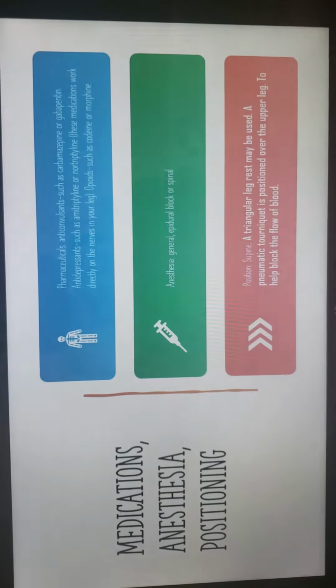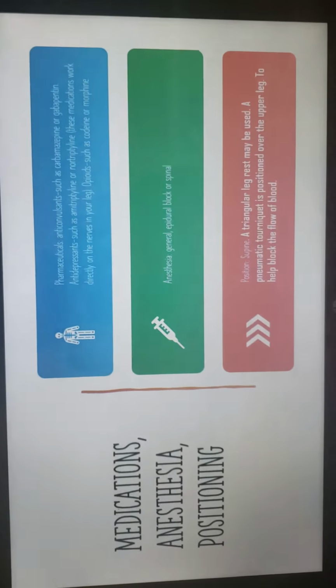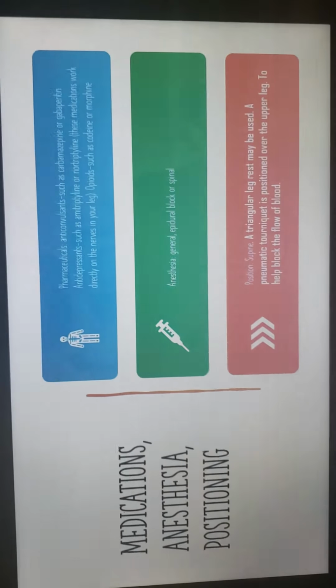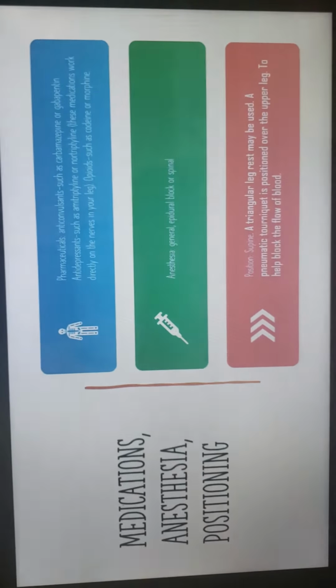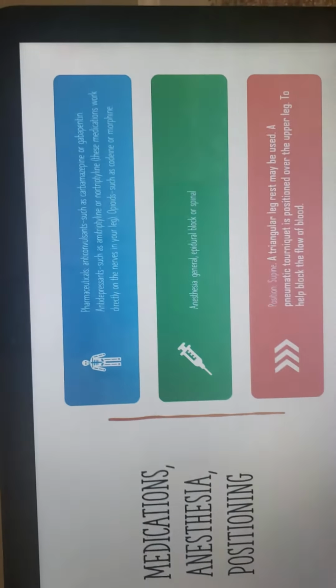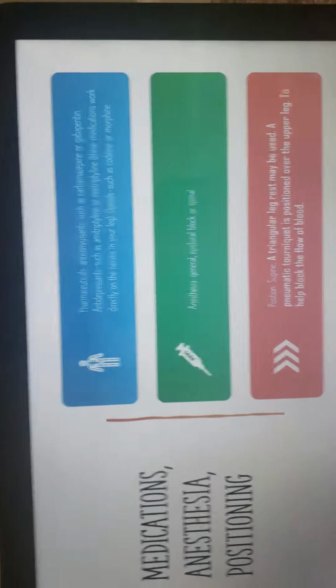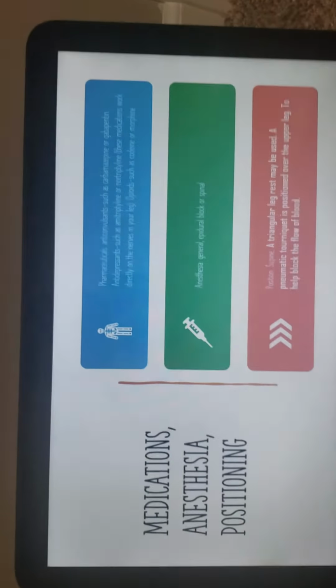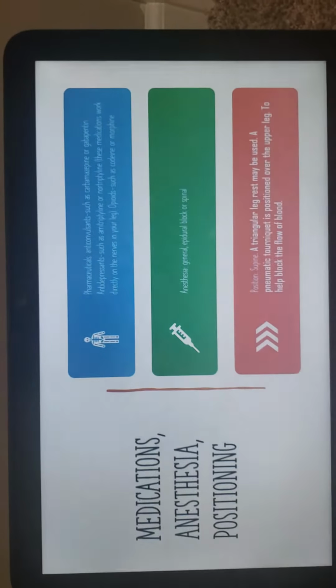Okay, pharmaceuticals. There are anticonvulsants like carbamazepine or gabapentin, and then there's antidepressants such as amitriptyline or nortriptyline, and these medications work directly on the nerves in your legs. Opioids such as codeine and morphine. And then the anesthesia is usually general, or they can do an epidural block or spinal.